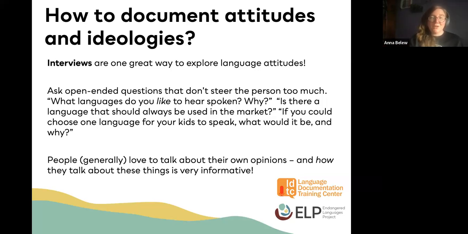So one of the goals in designing good interview questions is, there's no such thing as totally objective research. You're always bringing your own personality and beliefs to it, but you might want to try not to steer people into giving you specific answers if you want to understand what they really think and feel. So don't ask, like, is French the most beautiful language? You might ask instead, what languages do you like to hear spoken and why? Right? And you will get really interesting answers to a question like, what language do you like to hear?